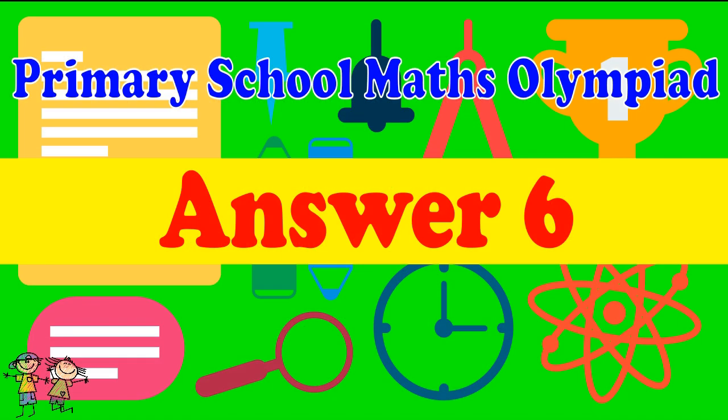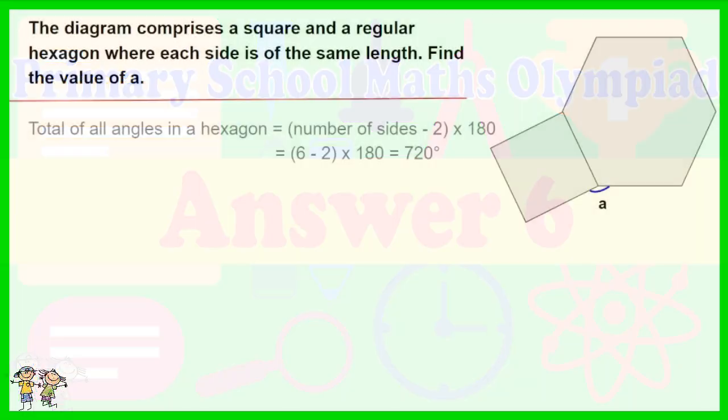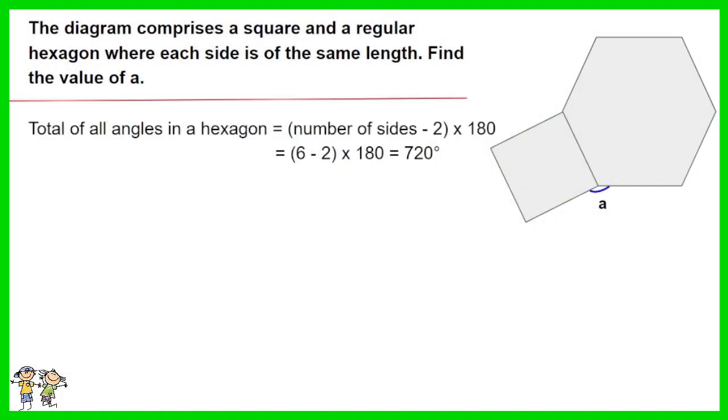Answer for question 6. Total of all angles in a hexagon equals number of sides minus 2, then times 180. The result is 6 minus 2 then times 180, which gives you 720 degrees.